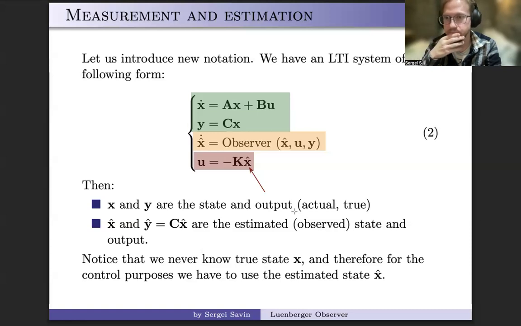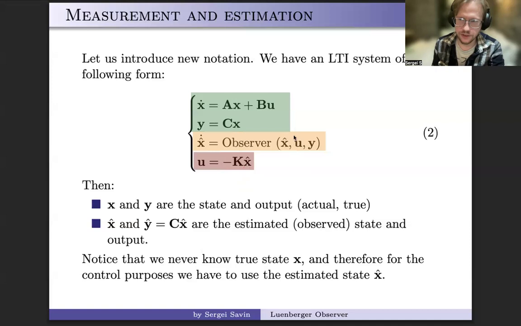Okay. Now, that's how we are going to do it in this lecture. There are other ways to do it. That's not the only way to deal with this problem, but that is a popular way to deal with this problem. So first key observation is u is going to be equal to minus k x hat, not minus kx. Now let's make second observation.